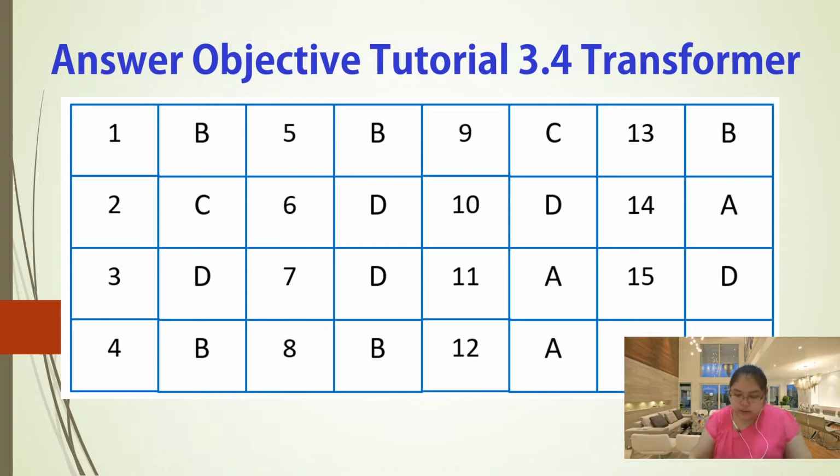Question 17. The diagram shows the transformer with the number of turns of the primary coil and the secondary coil, 4,000 and 300. 4,000 is the primary, 300 is the secondary. So from here, this one is a step down transformer. Now you need to explain how the output voltage is produced. So from here we are going to see how we get the output voltage. Okay, let's see the explanation.